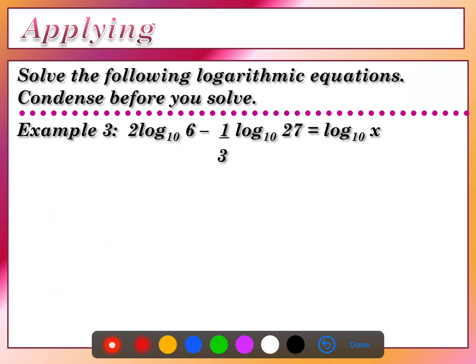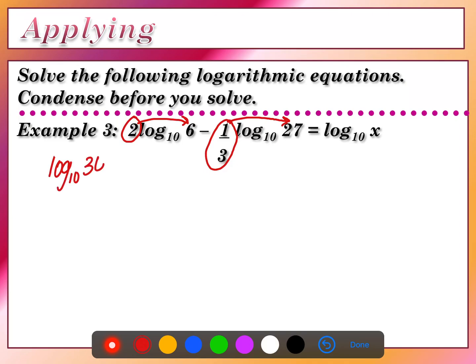Okay, let's keep going. So now you can always do this step by step. And you don't have to condense all the properties at once. So both of those coefficients are going to turn into exponents. So I'm looking at the log base 10 of 6 squared, which is just 36. Log base 10, 27 to the 1/3 power. So the 1/3 power is the same thing as the cube root. So the cube root of 27 is actually 3.